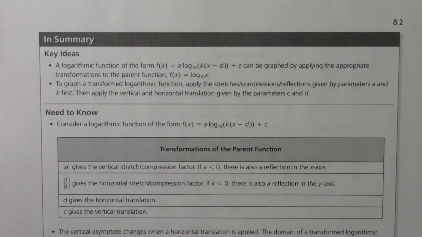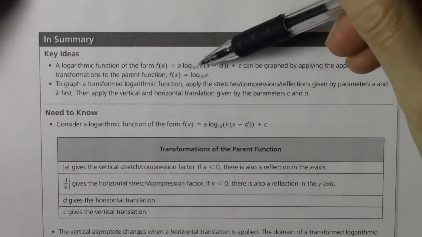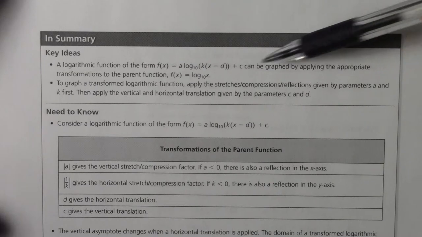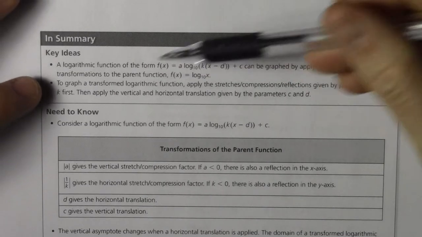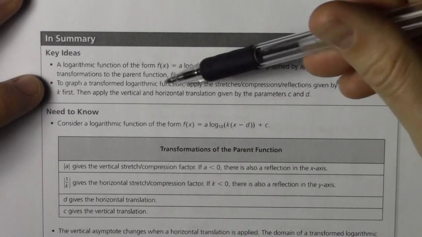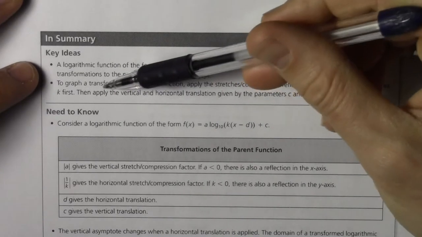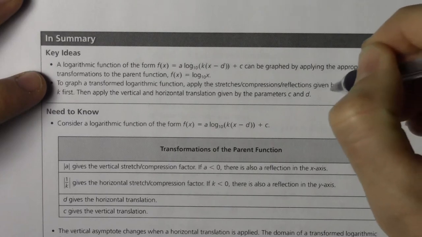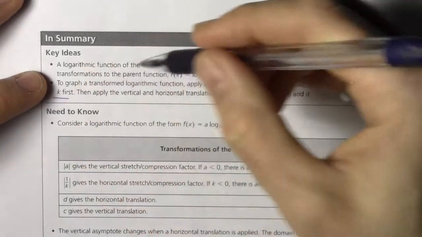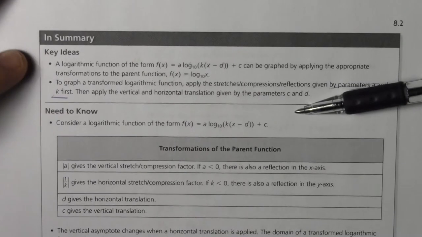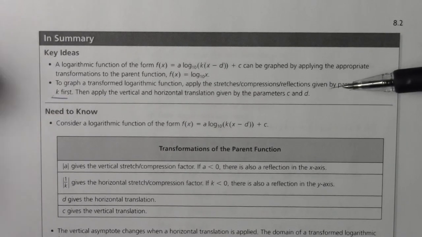All right, in summary, a logarithmic function of the form f(x) = a log(kx - d) to the base of 10 plus c can be graphed by applying the appropriate transformations. To transform a logarithmic function, apply the stretches and compressions given by the parameters a and k first. Oh, this is important, right? You want to do the parameters of a and k first, and then apply your vertical or horizontal translations. So that's the same thing as before. Just make sure you do the multiplying first before you do the addition and subtraction.